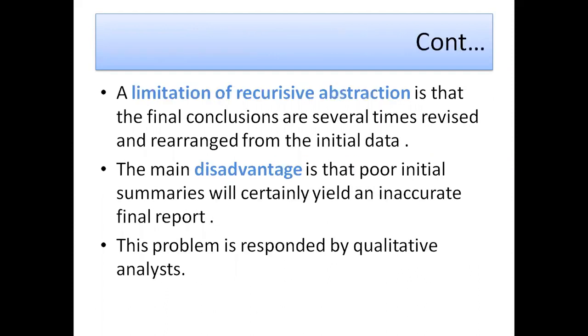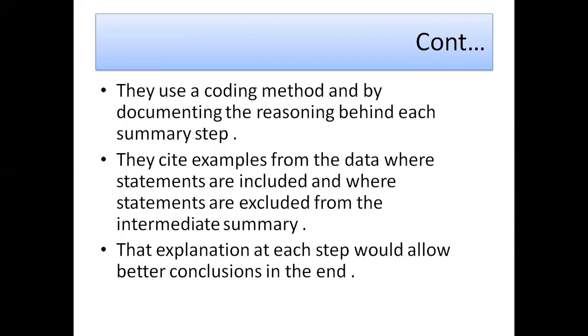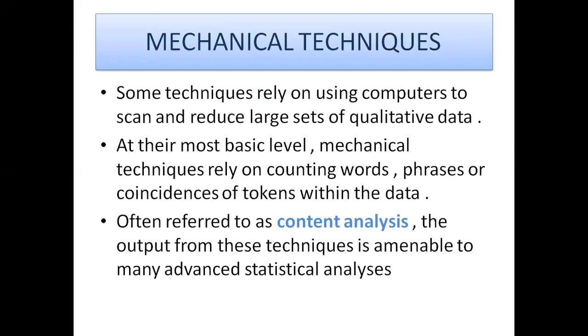A limitation of recursive abstraction is that the final conclusions are several times revised and rearranged from the initial data. The main disadvantage is that poor initial summaries will certainly yield an inaccurate final report. This problem is responded to by qualitative analysts. They use a coding method and, by documenting the reasoning behind each summary step, they cite examples from the data where statements are included and where statements are excluded from the intermediate summary. That explanation at each step would allow a better conclusion in the end.